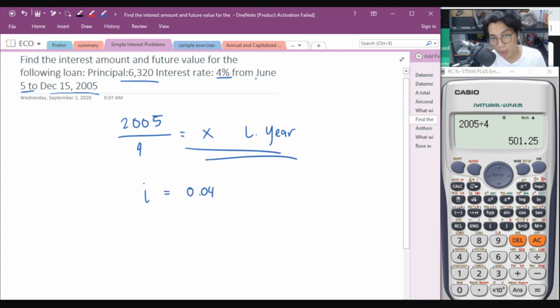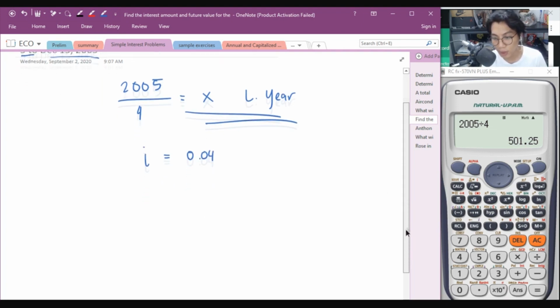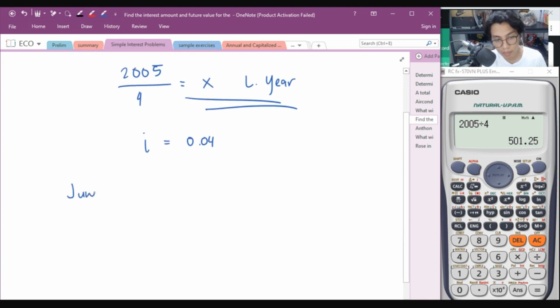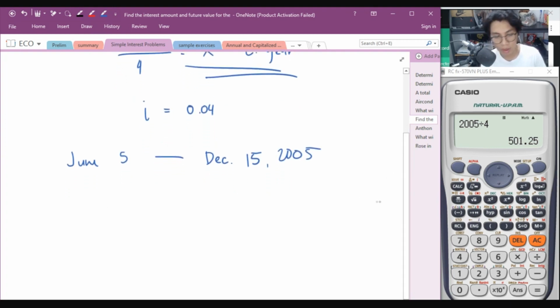And your span is from June 5 to December 15, 2005. Oh, Merry Christmas, since it's already the ber months. Now, we first have to check the number of days you have. Starting from June 5, count January, February, March, April, May, June. June has no knuckle, so that is 30. So, June is 30 days.